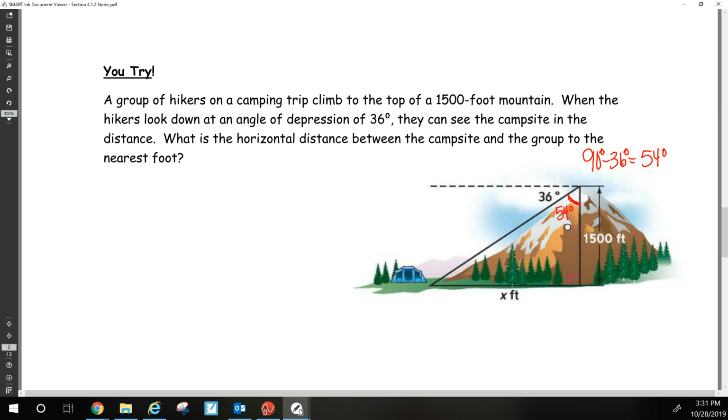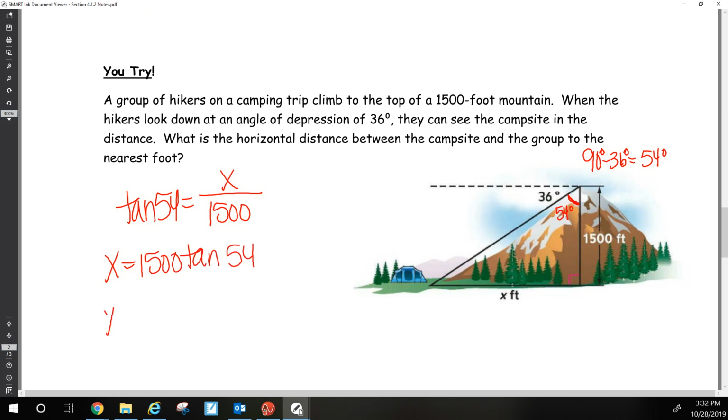So I know this angle is 54. Now I've got 54 degrees, I've got x feet, I've got 1500 feet. This is opposite, this is adjacent. So I would say tan 54 is equal to opposite over adjacent. And so x is equal to 1500 tan 54. Plugging that in the calculator, I get x is approximately 2,064.573 feet. Now, if you chose to work on this outside triangle and make a new triangle, you should get the same answer. You probably didn't have the same function, but that's okay. You're going to get the same answer.